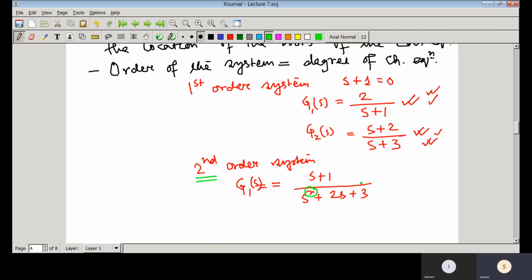And here it is strictly proper because the numerator degree is 1 and the denominator degree is 2. So basically 2 is greater than 1, the denominator degree is more than the numerator degree. That's why it is a strictly proper second order plant. These are all terminologies we'll be using throughout this course, and you should keep remembering all of those terms and terminologies.